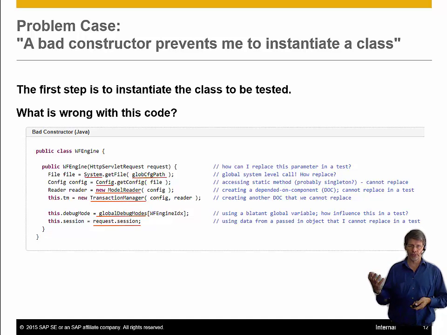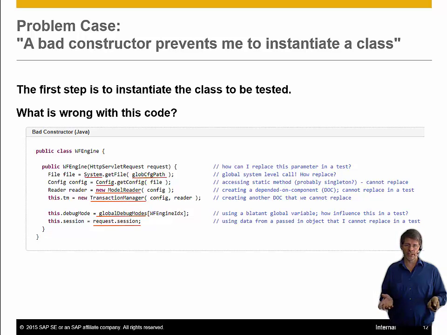Now, a configuration object is a good thing because you can change it, but to get it this way is a bad thing. And then let's say there is another thing. I create an object, a model reader, that somehow takes out of the configuration something that it creates a model reader from, and of course, now I'm creating a dependent component in the constructor.